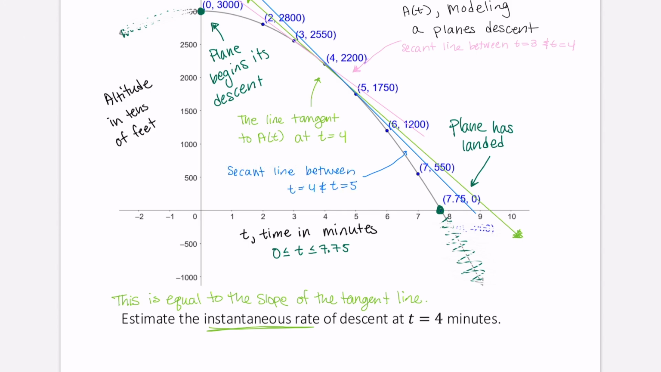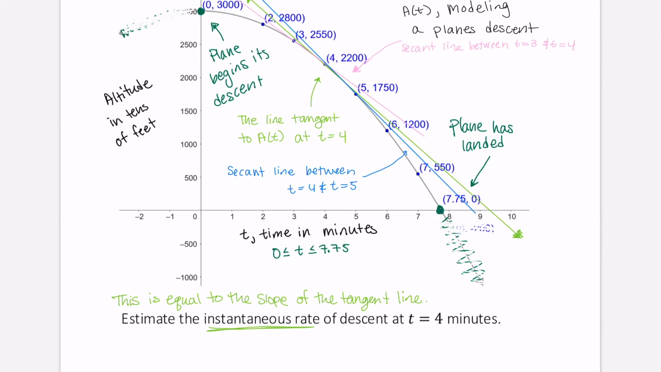So our plan of attack is to find the slope of this pink line, find the slope of this blue line, and then take their mean, find the average, because that'll get us pretty close, if not exactly the slope of the green line, which is this tangent line. And that's what we want. We want the slope of the tangent line, since that will give us the instantaneous rate of change.